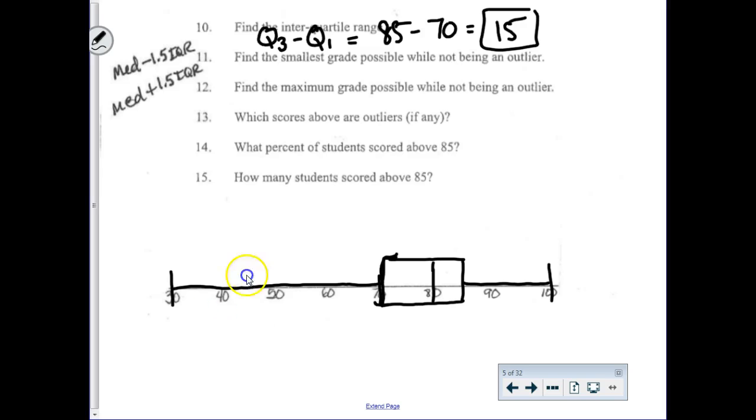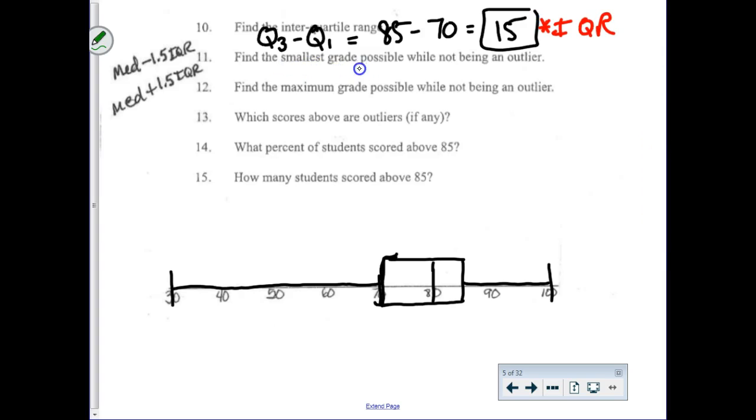So what's going on with Mr. 30 over there, or Miss 30? The first question we're going to follow up with talks about what's called an outlier. And I think that 30, that test score, is an outlier. Here's how you figure out an outlier. You take your median, and then you either add or subtract 1.5 times the interquartile range. So this is the interquartile range right here.